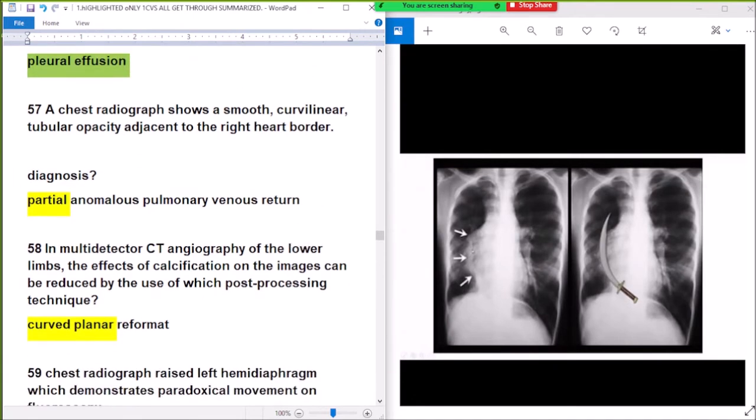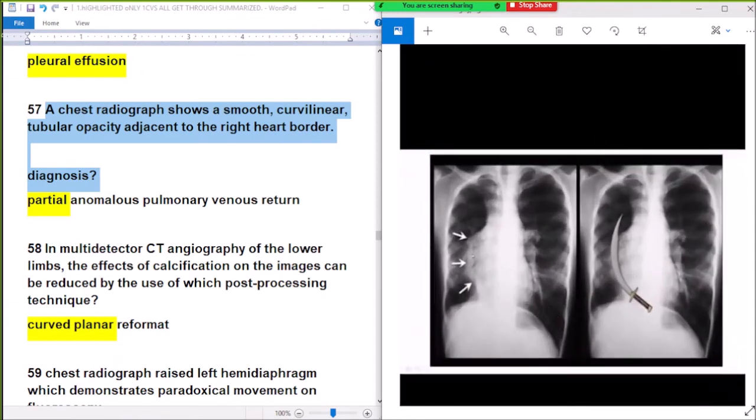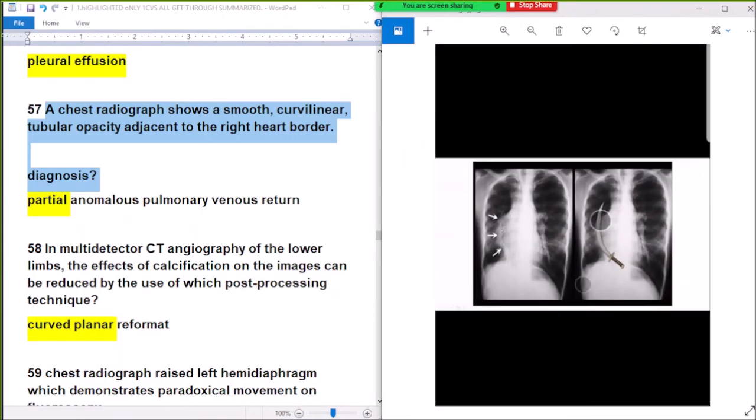Question number 57. The chest radiograph shows a smooth curvilinear tubular opacity adjacent to the right heart border. Diagnosis: Scimitar syndrome, or partial anomalous pulmonary venous return.